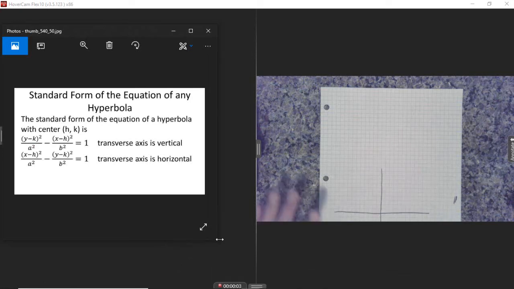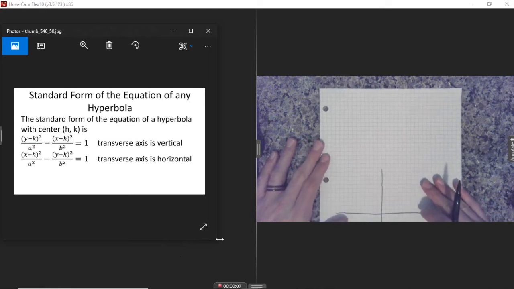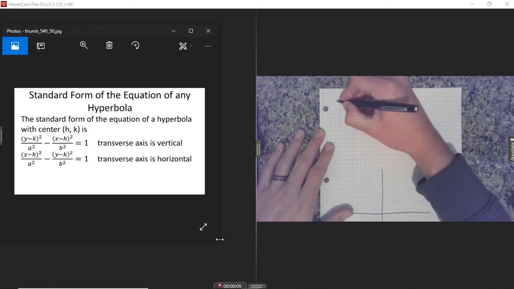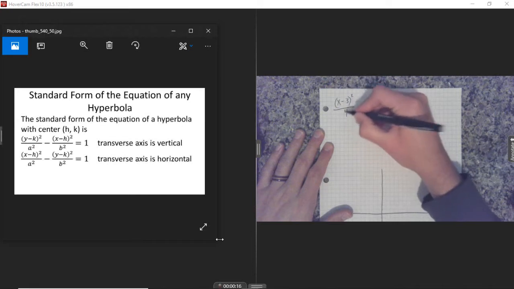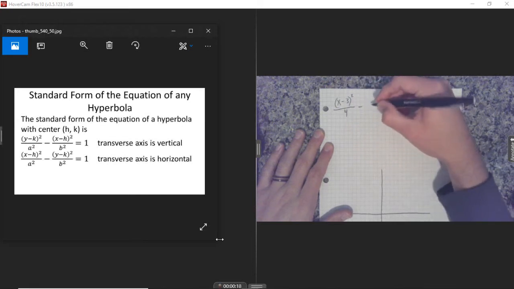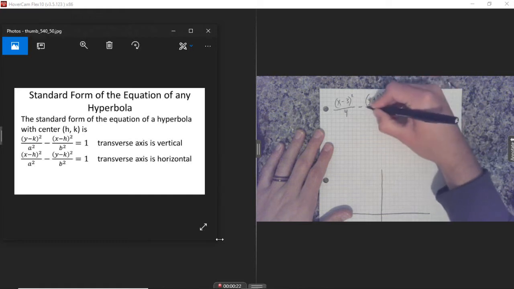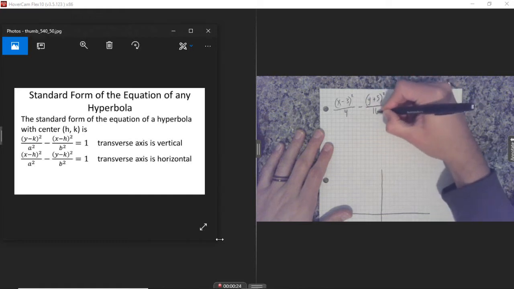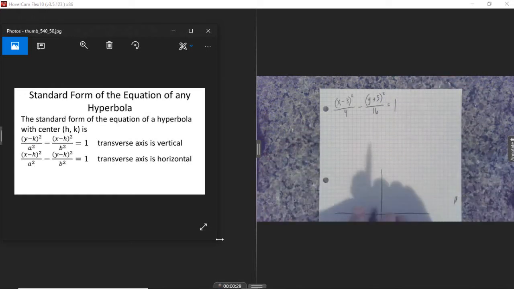Okay, so example 2. We're going to do a few different things, but this time we're actually going to start with the equation. So we're going to be given the equation. This particular one is (x minus 3) squared over 4, minus (y plus 5) squared over 16, equals 1. That's the standard form of the equation.